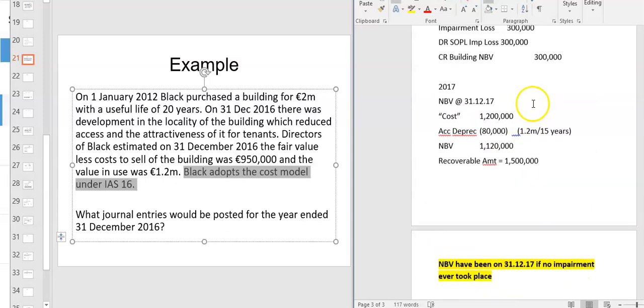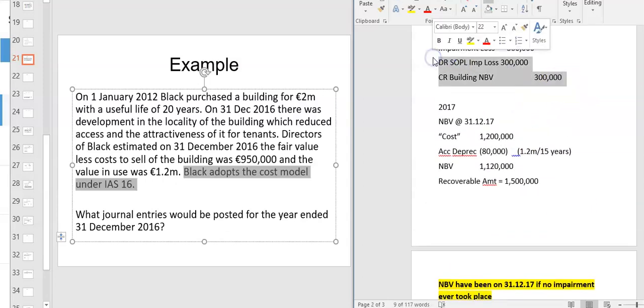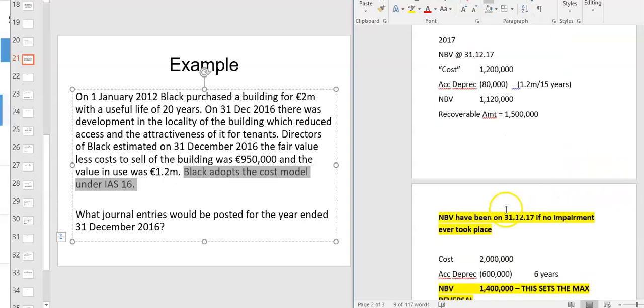It's not as simple as just reversing this amount because you have to be conscious of what the depreciation adjustment was in subsequent years as well. And the easiest and cleanest way to do that is to look at what the net book value of that asset would have been if there was never an impairment in the first place. And that's the maximum amount you can reverse it up to. Right. So that's something you need to go back to.